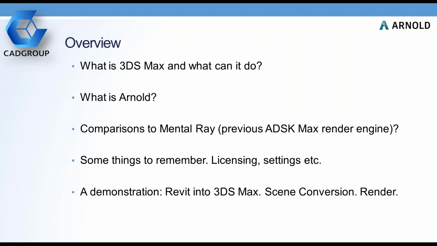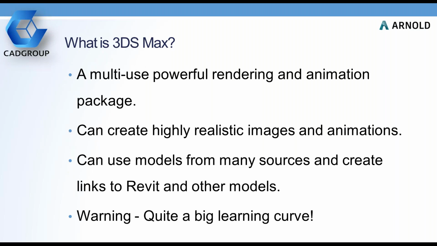And we will actually have a live demonstration, so I will be juggling razor blades live during the webinar, and we'll have a look at how you go from Revit, in my case, it could be Inventor or another Autodesk product, and then we'll get that into Max. Then we'll convert everything so that it works in the Arnold rendering engine, and then we'll have a look at doing a render.